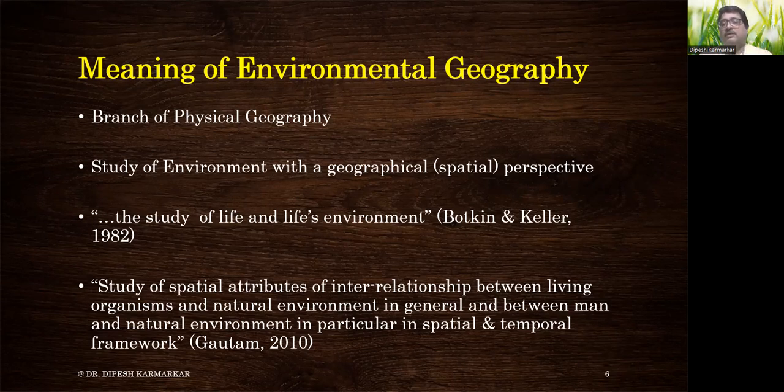So I repeat, environmental geography is a study of spatial attributes of interrelationship between living organisms and natural environment in general. So this is one part. And the other is the study of spatial attributes of interrelationship between man and natural environment in particular. So environmental geography does not just talk about the human and environment relationship, but it also talks about the relationship between living organisms and natural environment in general. And to be specific, it talks about the interrelationship between human beings and their natural environment. And as you can see, the last part says, in a particular spatial and temporal framework.